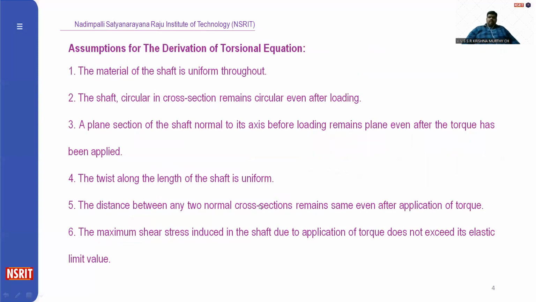Before deriving the torsional equations, there are a few assumptions to be followed. First, the material should be uniform and the shaft should be in circular section even after the loading, and the plane section normal to the axis remains plane. The torque has to be applied, and the twist along the length of the shaft should be uniform. The distance between any two normal sections is the same even after removal of the torque, and the maximum shear stress induced in the shaft due to torque does not exceed the elastic limit value. So these are the assumptions while deriving the torsional equation.